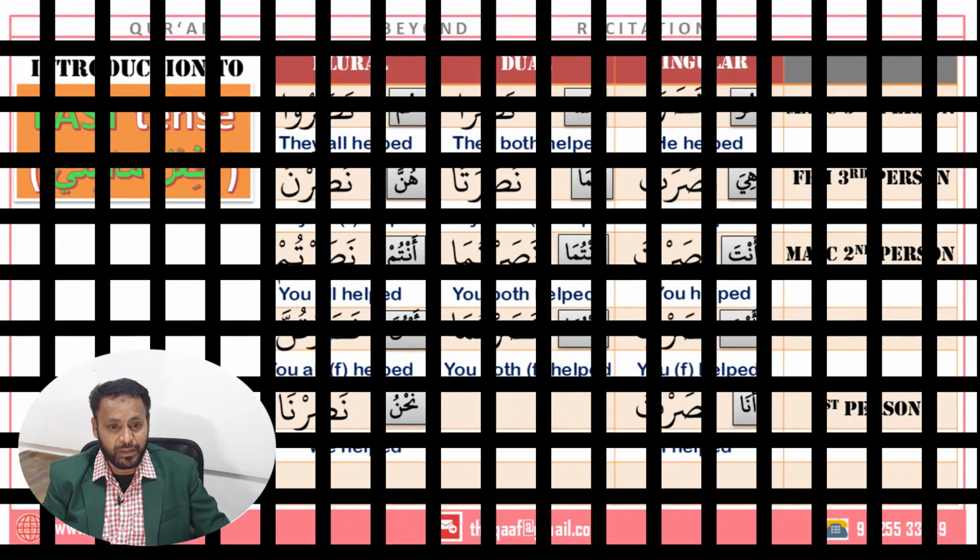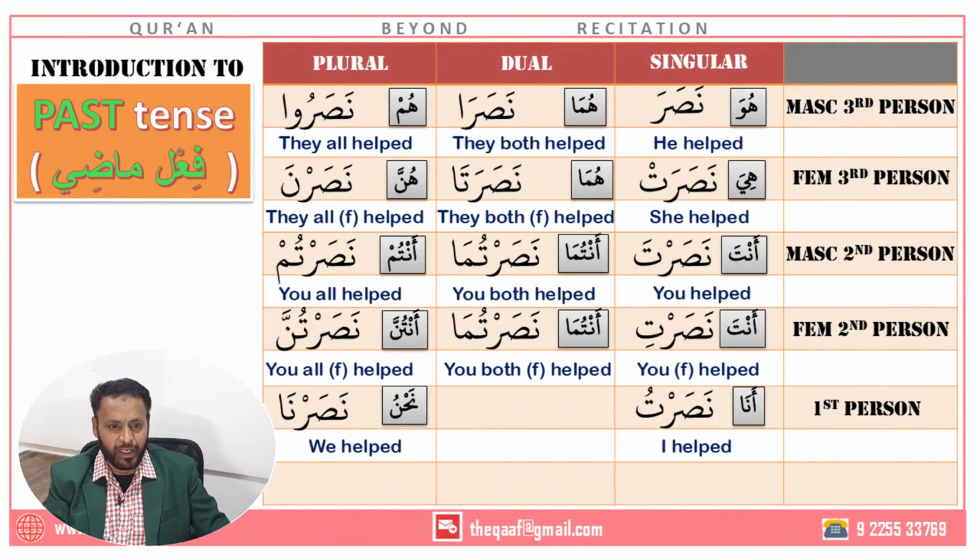Nasara means he helped. Nasara, both of them helped. Nasaru, all of them helped. Nasarat, she helped. Nasarata, both the girls, both the women helped. Nasarna, all of them helped, female. Nasarta, you helped. Nasartuma, both of you helped. Nasartum, all of you helped. Nasarti, you girl helped. Nasartuma, you both girls, women helped. Nasartunna, all of you helped, female. Nasartu, I helped. Nasarna, we helped.